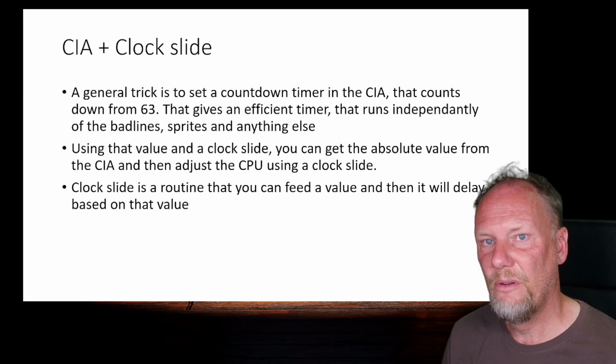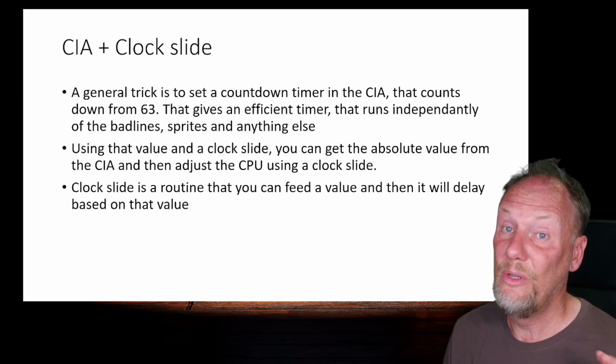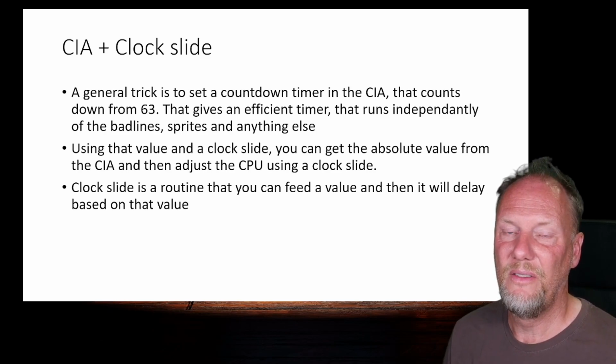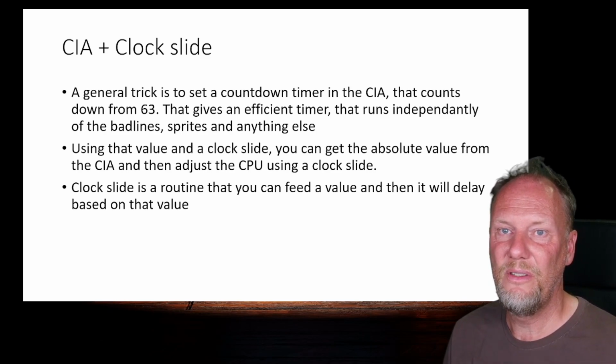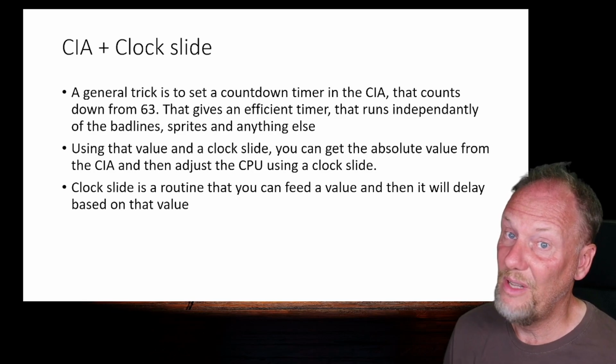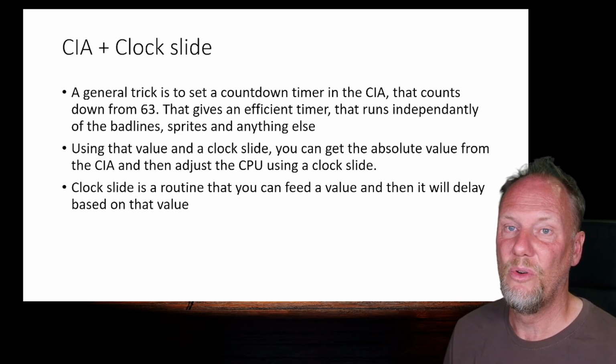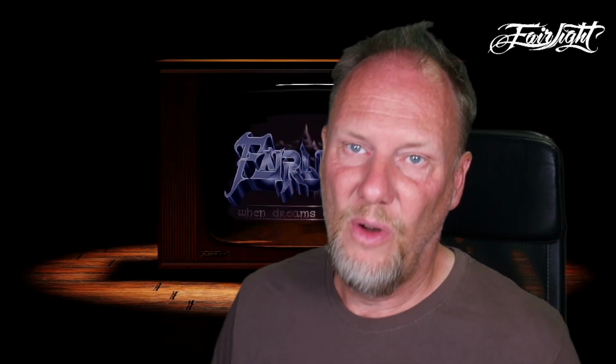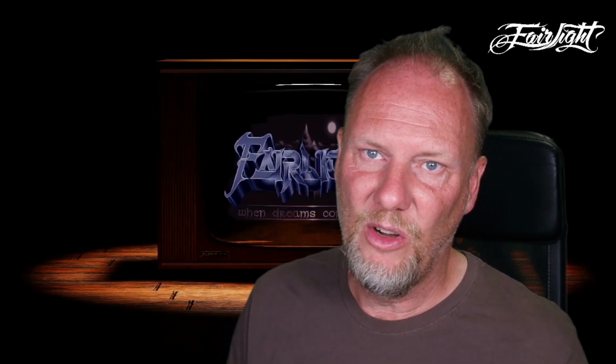So basically this tells you that you need to synchronize at least once, update the CIA with a value such as this, and then you can use the CIA plus a clock slide to ensure that you are stabilizing your routines. Okay, so I hope you understood the main concept here.